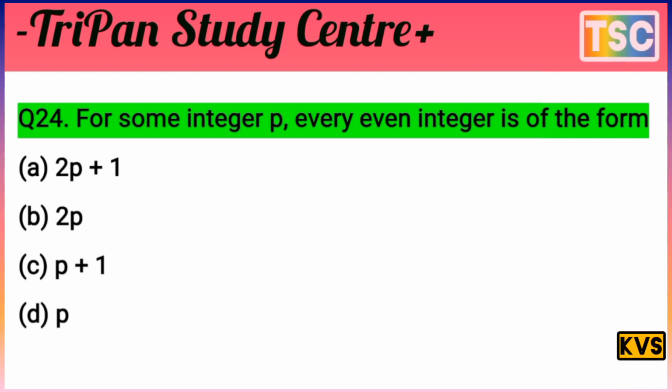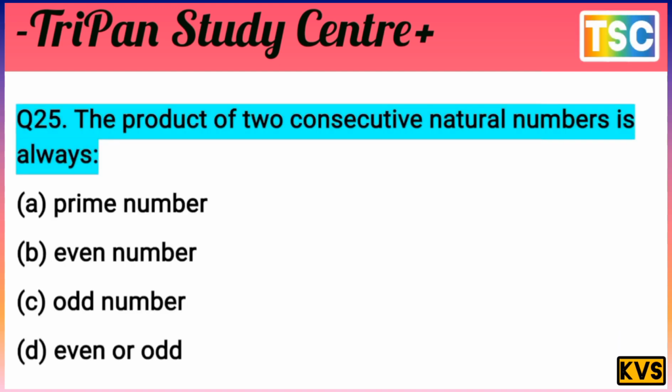And the last question arrives on your screen. That's important, and the question is clear. The product of two consecutive natural numbers is always: A, a prime number; B, an even number; C, an odd number; D, an even or odd number.